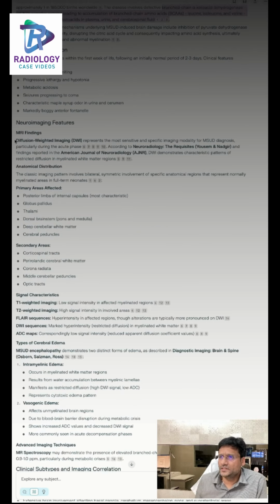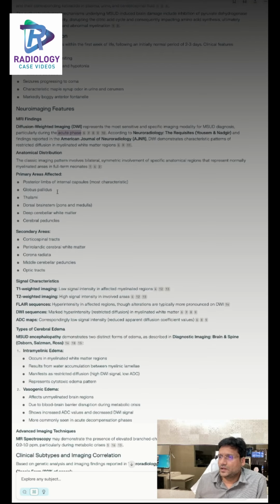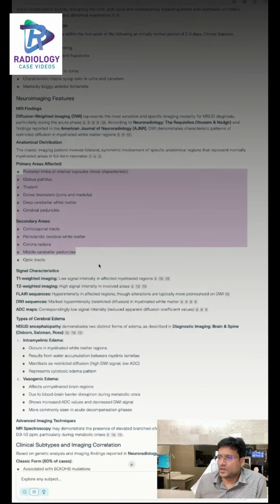So the main MRI finding is diffusion restriction, which is the most sensitive sequence, where you can definitely diagnose in the acute phase. And the involved areas, all the areas were involved in our case, like posterior limb of internal capsule, globus pallidi, thalami, brainstem, deep cerebellar white matter, cerebral peduncles, corticospinal tract, perirolandic cerebral white matter, corona radiata. Except for the optic tracts, almost all areas were involved.